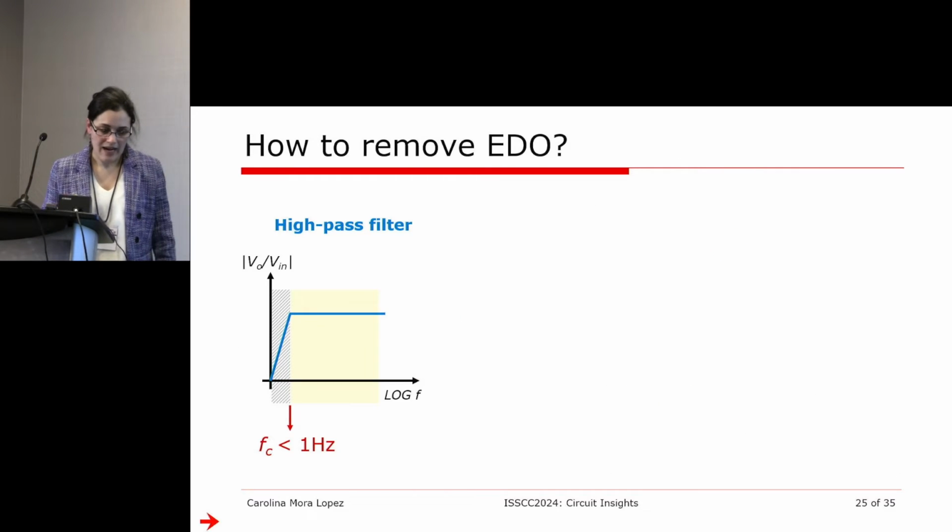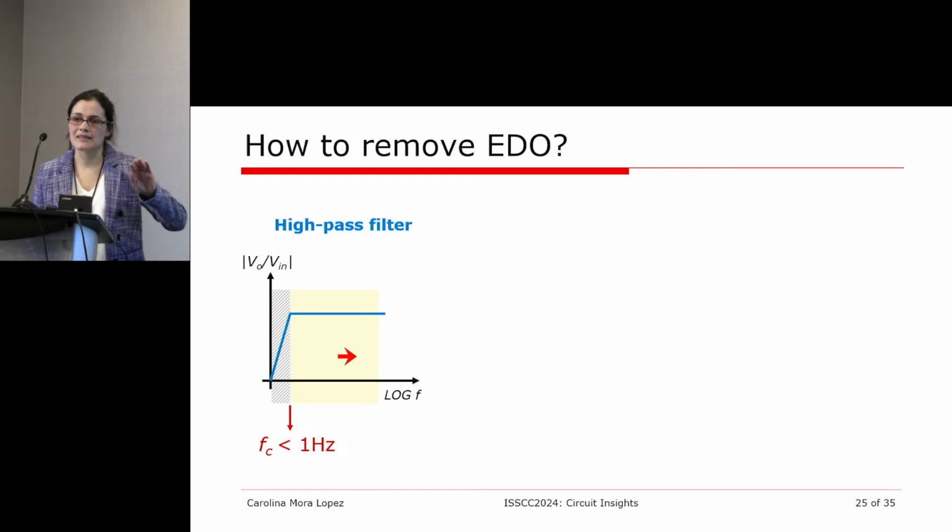So how do we do that? If we want to remove this offset, you basically need to implement a high-pass filter. The challenge of this high-pass filter is that, as we mentioned before, the signals of interest in biomedical signals start at a frequency that is below 1 Hz. So you want to reject everything that is below a very low frequency, below 1 Hz. Implementing this won't be easy, and we will be describing that. But let's say this is the filter behavior that ideally you would like to obtain.